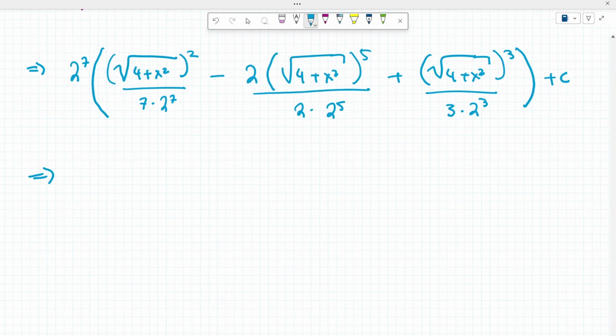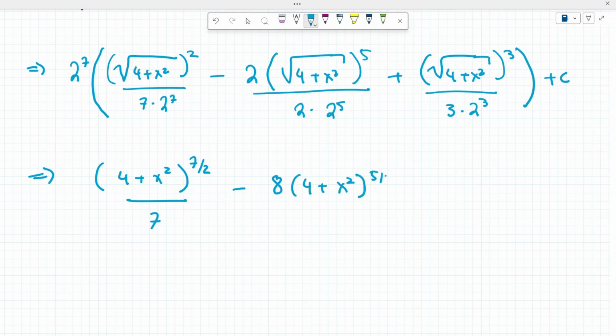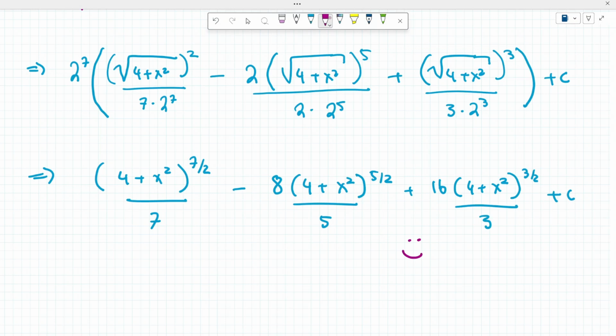So our final answer is going to be 4 plus x squared to the power of 7 over 2 over 7, minus 8 times 4 plus x squared to the power of 5 over 2 all over 5, and then plus 16 times 4 plus x squared all to the power of 3 over 2 over 3, plus c. That deserves a huge smiley face. Good job, everyone. We made it to the end.